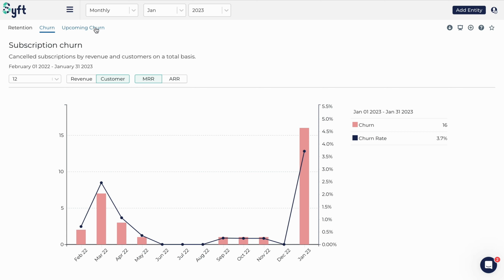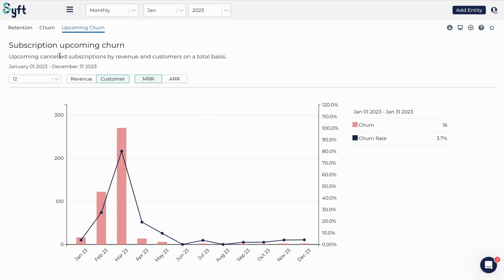The last tab we have here is upcoming churn, and this shows us upcoming canceled subscriptions by revenue and customers on a total basis. So sometimes someone may have already churned, but if they have an annual subscription, that might not yet be reflected because you already have revenue for the next month.